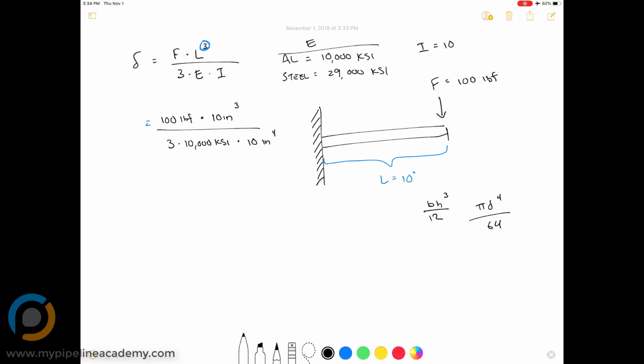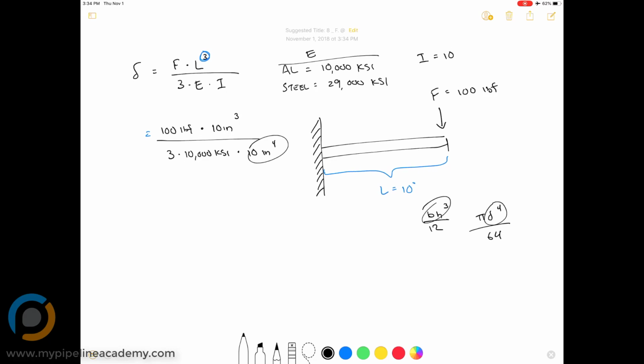H is cubed, but b is also a distance, so it would be distance to the fourth power. And then for a circle, we've got a diameter to the fourth power, so our distance is also to the fourth power. And that's where we get our 10 distance to the fourth power here. Okay, so let's look at our units now, because this equation is getting a little bit more involved than some of the ones we've done in the past.